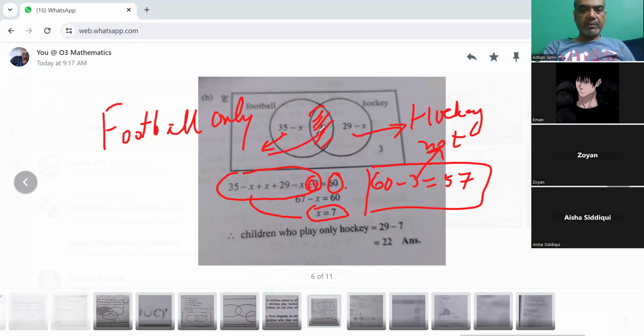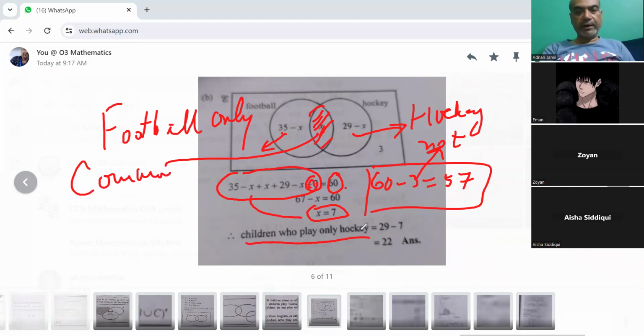Now this x equals 7 is the common number of students who are playing football and hockey. If you want to get children who play only hockey, then it means 29 minus x. What is the x value we have got? 7. So 22 will be your answer, the number of students who play only hockey.